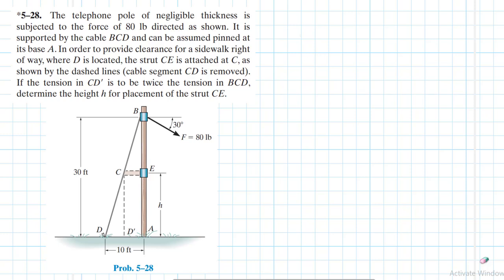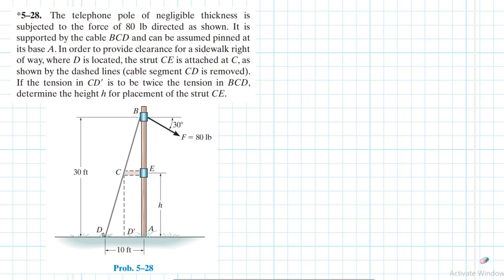The problem reads: the telephone pole of negligible thickness is subjected to the force of 80 pounds directed as shown. It is supported by the cable BCD and can be assumed pinned at its base. In order to provide clearance for a sidewalk right of way where D is located, the strut CE is attached at C, as shown by the dashed lines.